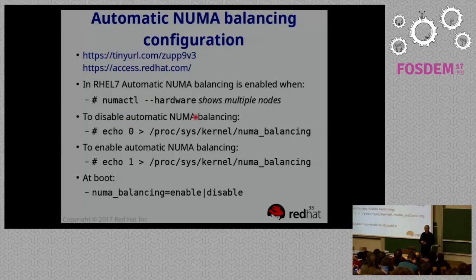First of all, numactl --hardware shows you if the hardware where you're running your software is NUMA or not NUMA. If it's not NUMA, it will complain. If it shows a layout, it means you're running on a NUMA system. If you're running on a NUMA system, with /proc/sys/kernel/numa_balancing you can enable or disable it by echoing one or zero into it respectively. And at boot, you also have an option. If you go in the grub command line, you can set numa_balancing equal enable or disable.